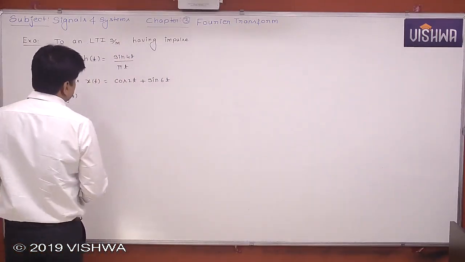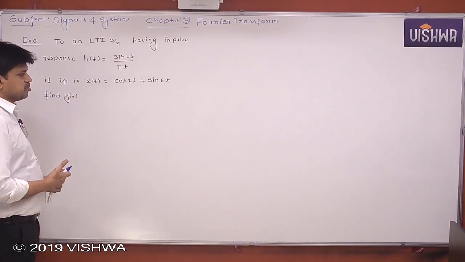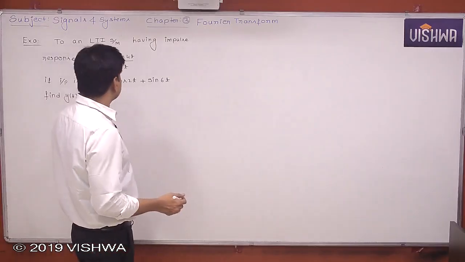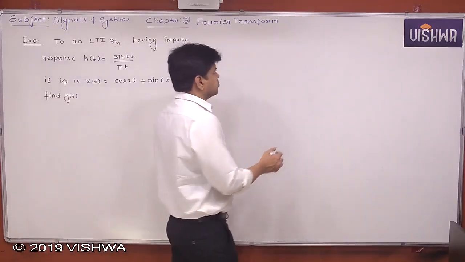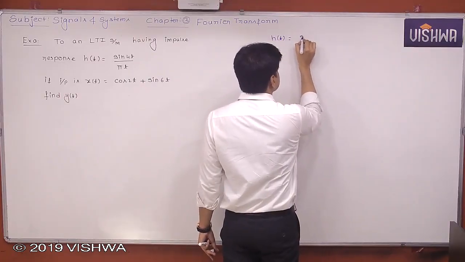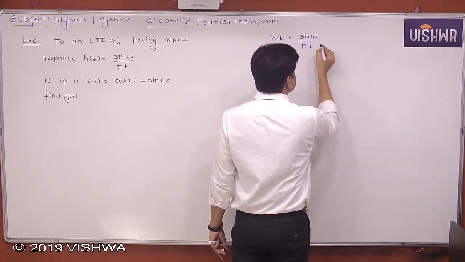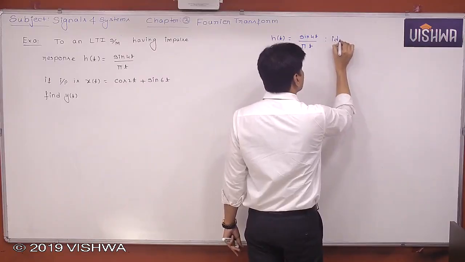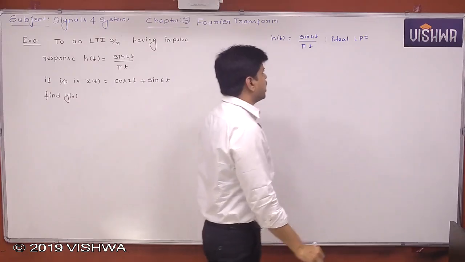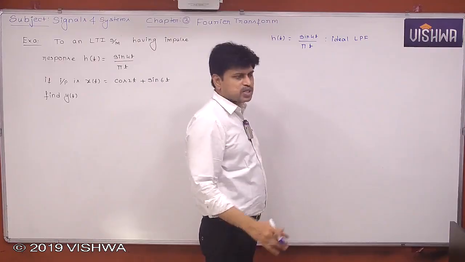Okay. Many people think that we have to do the convolution because x of t is given and h of t is given, but it is not required. Why? Because h of t is sin 4t by pi t. What is it actually? It is an ideal low pass filter with cutoff frequency 4 radians per second and pass band gain equal to 1.